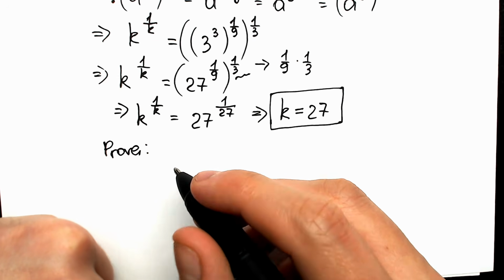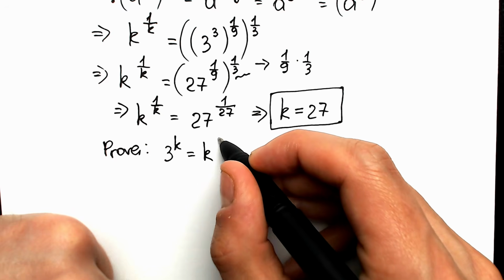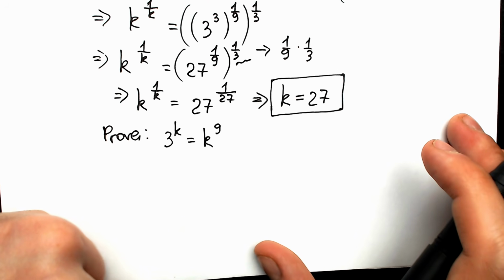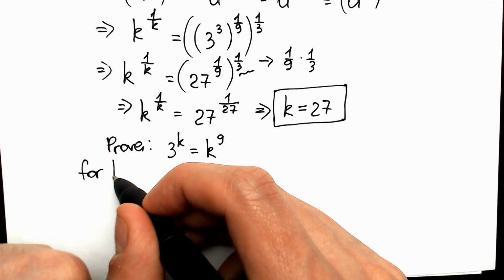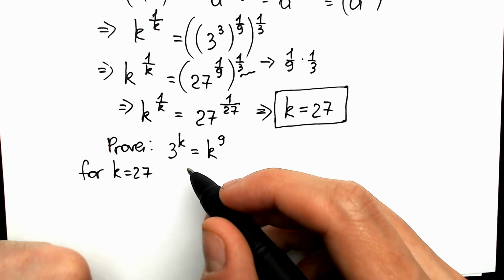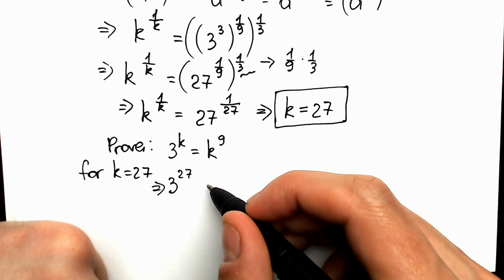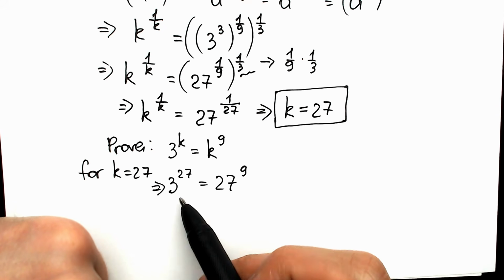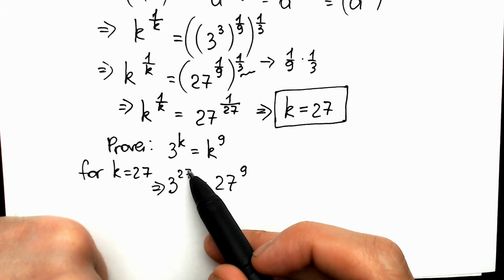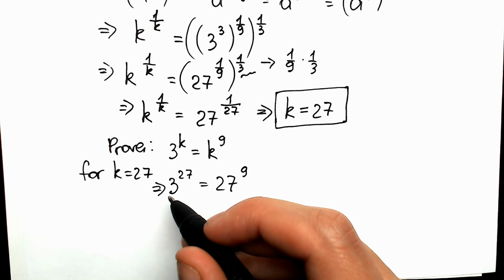Let's do it. So we have 3 to the power k equal to k to the power 9. Okay, and let's check. So k equal to 27. So we have 3 to the power 27 equal to 27 to the power 9. First of all, we can leave it like that without any changes, because we have 3 to the power, and basically we can express this 27 as a power of 3.